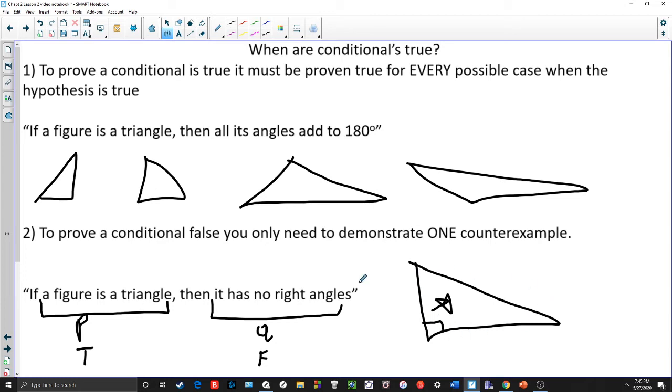In this case, P is true. It is a triangle. Q is false. It does have a right angle. So therefore, the conditional has been proven false by this counterexample.